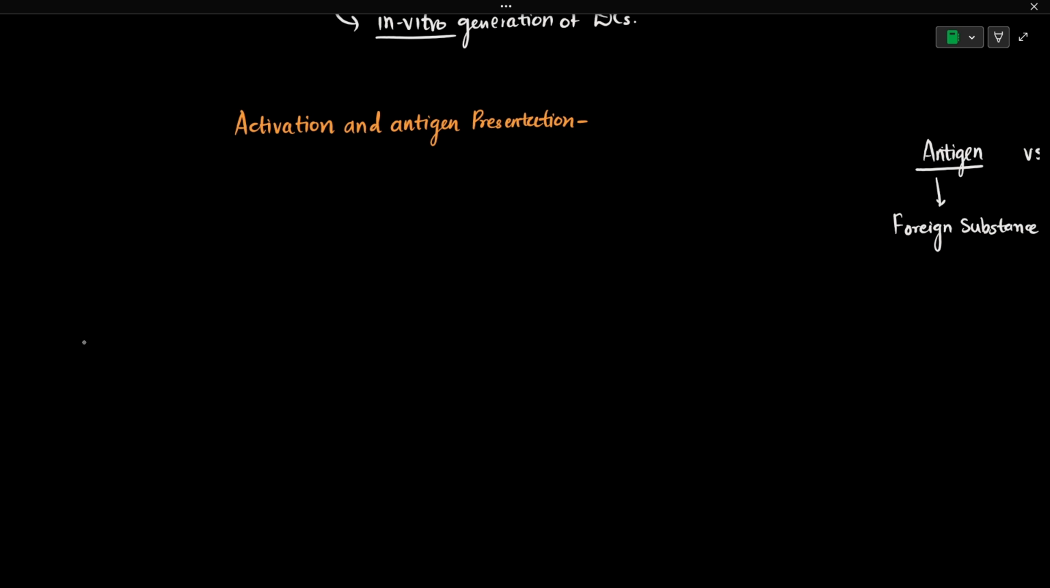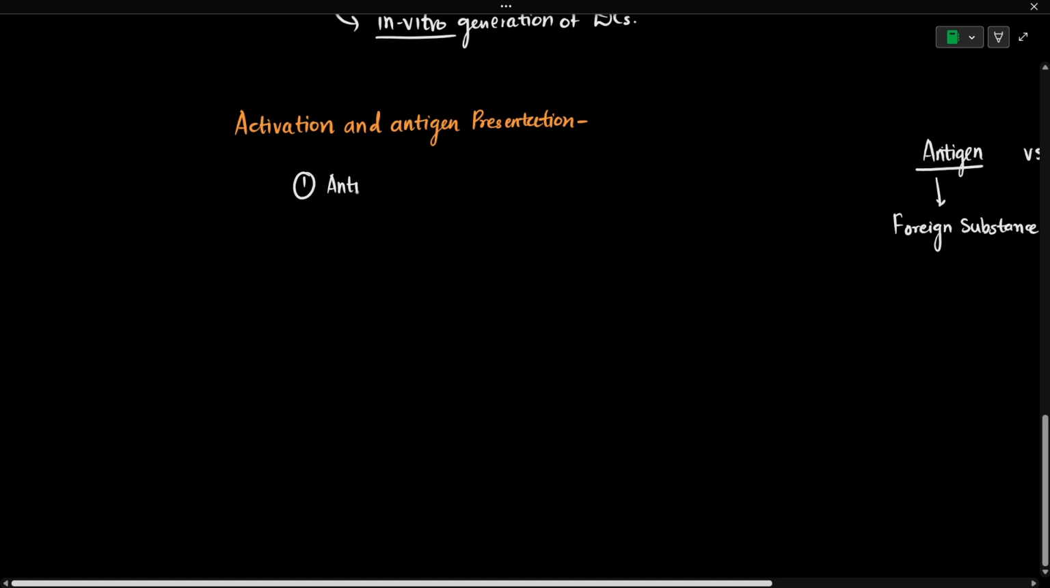They take in the antigens present in that inflamed, infected tissue by either phagocytosis, receptor-mediated endocytosis, or macropinocytosis. So the very first response by the dendritic cell is antigen uptake. They simply take the antigens inside them. The antigen uptake can be seen by either phagocytosis, receptor-mediated endocytosis, or macropinocytosis.